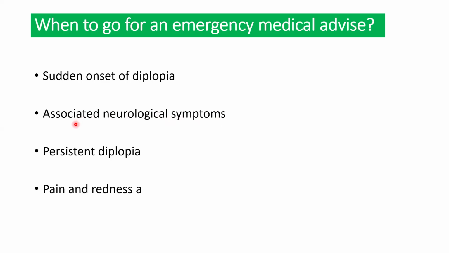Second is the accompanying neurological symptoms. If double vision is associated with other symptoms like muscle weakness, difficulty speaking, or facial drooping, then you also know to go for an eye examination in an emergency manner. Persistent diplopia, where there is continuous or worsening double vision, should be evaluated by an eye care professional. So if you are experiencing this, then you have to go for an eye examination.